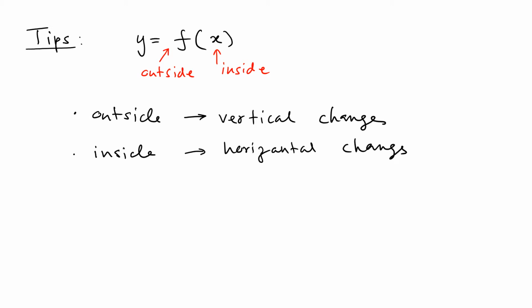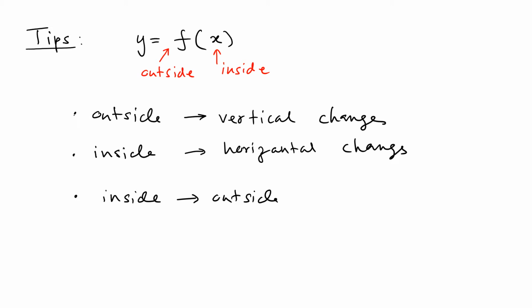So remember, outside is a vertical change only, inside is a horizontal change only. And when we graph, this works most of the time, we start with the inside of the function and then go to the outside of the function. We start all the way inside, and then slowly move on to the outside. So those are three tips that we're going to use later, and they will be very useful when you try to graph.